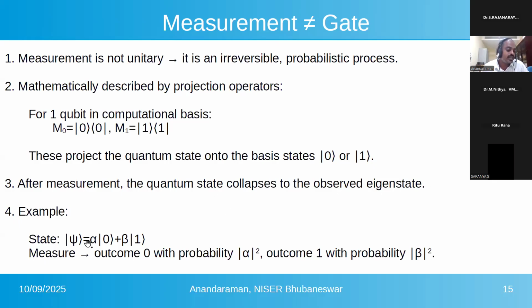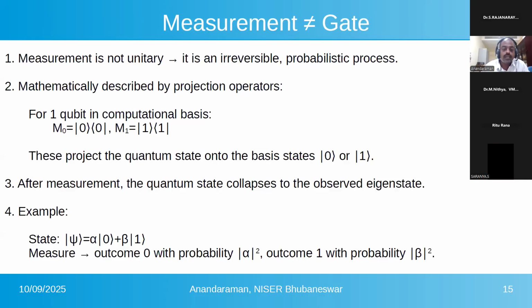Psi is a wave function: alpha of Ket0 plus beta of Ket1. Alpha and beta are the probability amplitudes. The modulus square of both probability amplitudes gives 1, so the total probability should be 1. So modulus alpha squared plus modulus beta squared is equal to 1.